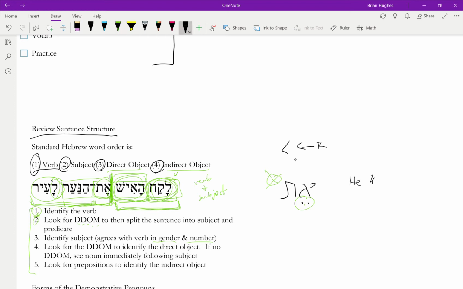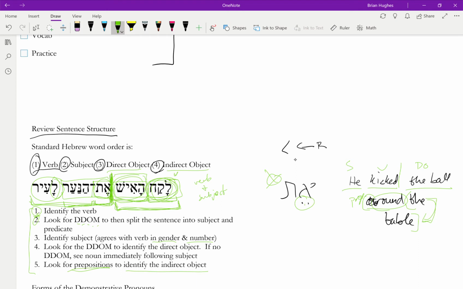So even in English, he kicked the ball to... or maybe we'll go around the table. Here we have the verb, here's our subject, the verb in English actually introduced the predicate sentence. But anyway, the ball is our direct object, and then our indirect object here is introduced by a preposition. And that's how we know that this is our indirect object. So similarly in English, look for prepositions to identify the indirect object. Remember, they're not directly receiving the action of the verb, they're kind of the follow-on for it.